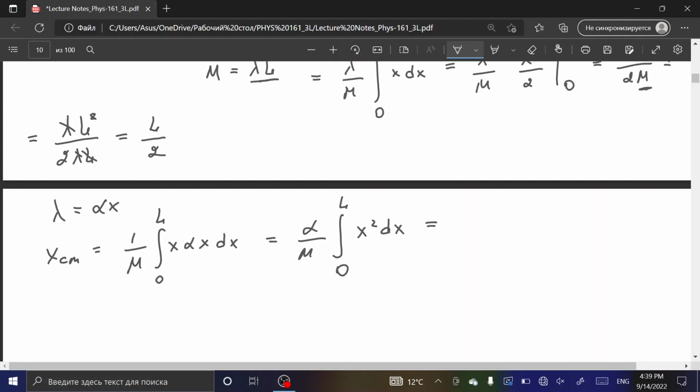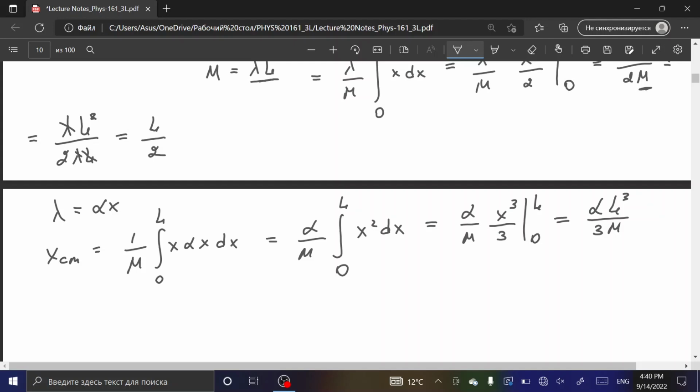So what will this integral give us? It will be x cubed divided by 3, from 0 to L. So we can write here that the position of the center of mass will be equal to alpha times L cubed divided by 3 capital M. Well, at this point, we still don't know exactly where it's located because we need to define this capital M.